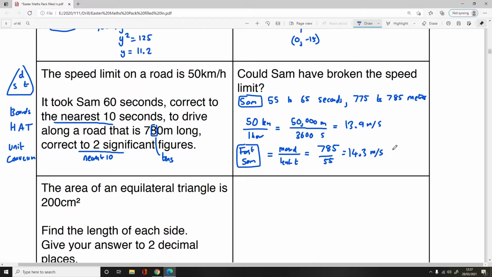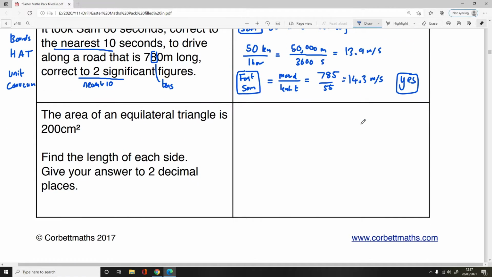Could he have broken the speed limit? Yes, because 14.3 is bigger than 13.9. In-depth question, that one. Kind of hit like as many different notes as it could. Liked it. And then lastly we've got this one.